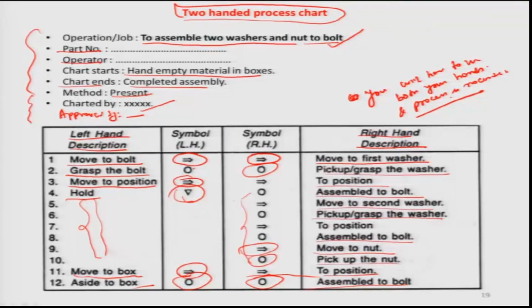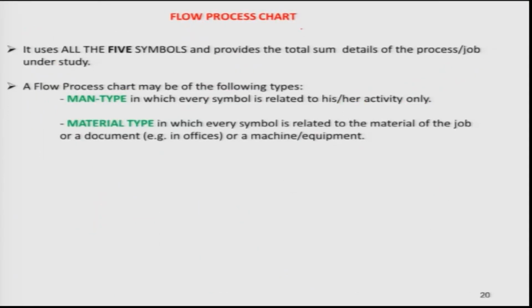Okay, so that's why the involvement of two hands makes it the two-handed process chart. Now the third one, the flow process chart. Now I will explain what the flow process chart is. It uses all 5 symbols, unlike the outline process chart, and provides the total detail of the process and job under study.